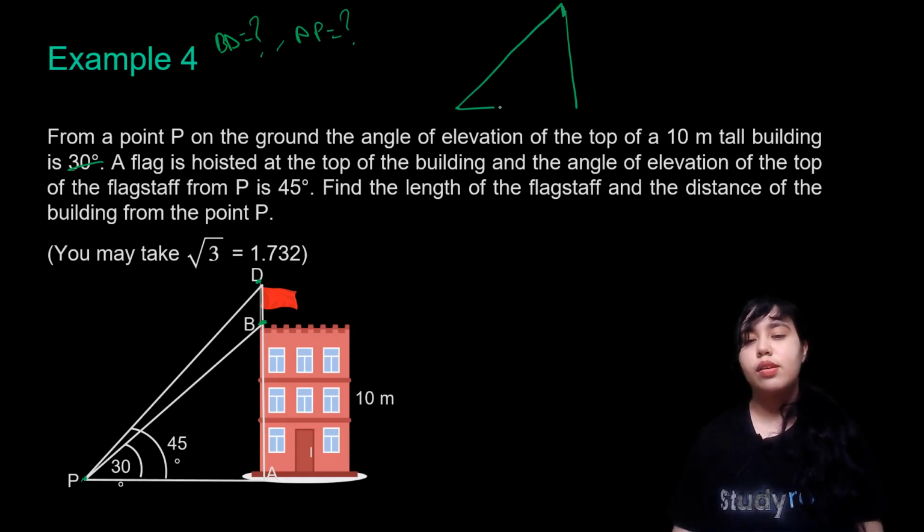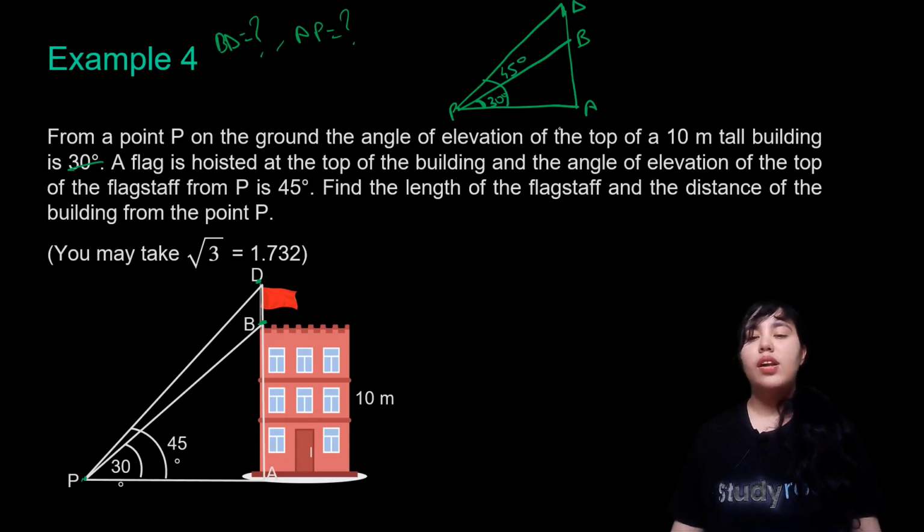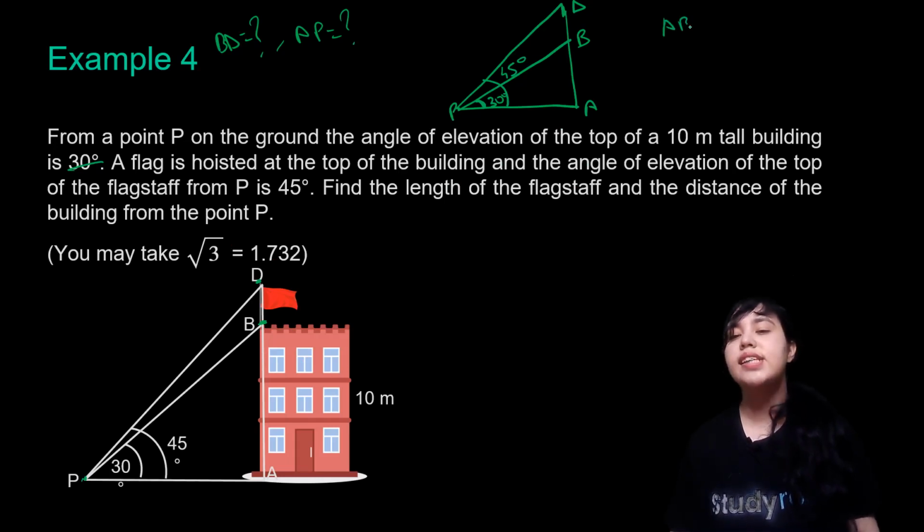So we are having two small right angle triangles. What is this point? This is point D, this is B, this is A, this is P. Okay, then what is this angle? This is 30 degree. And this huge angle is 45 degree. Alright. And what else have we been provided with? This height AB is given to us as 10 meter because this is the height of my building.